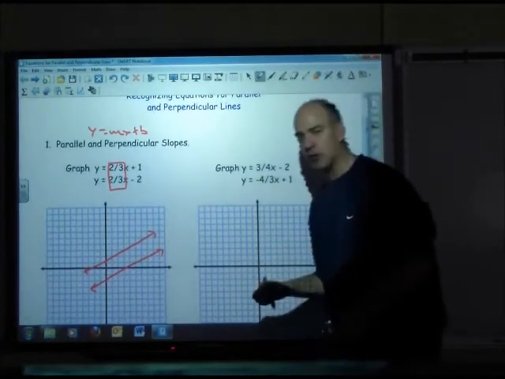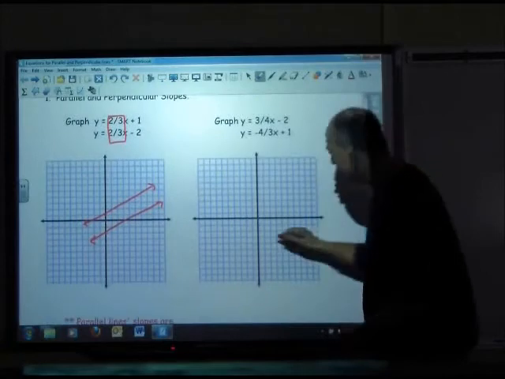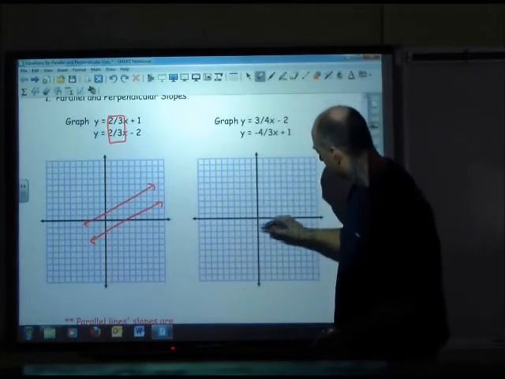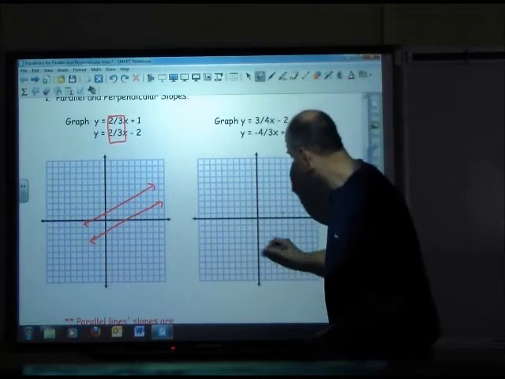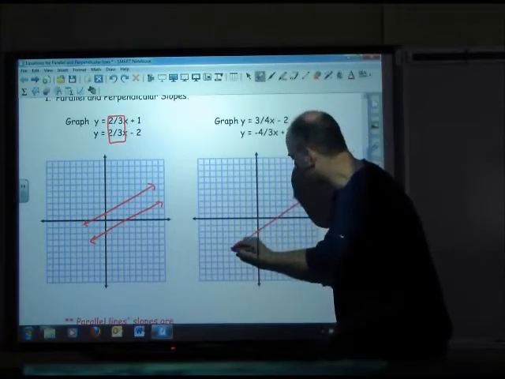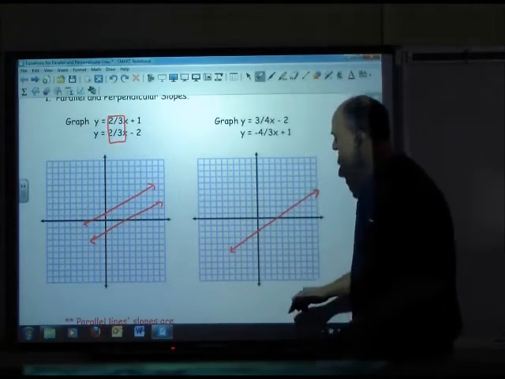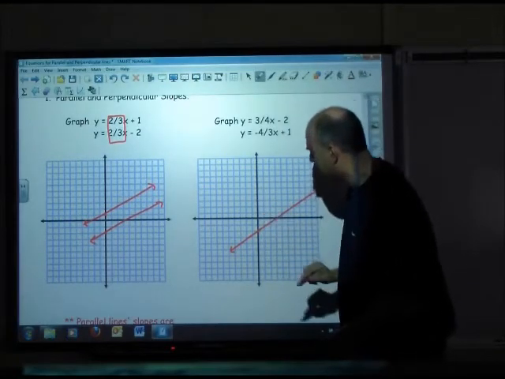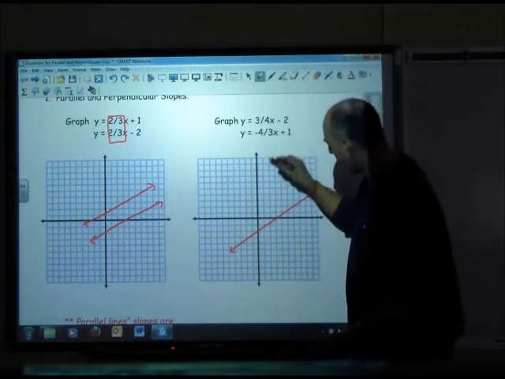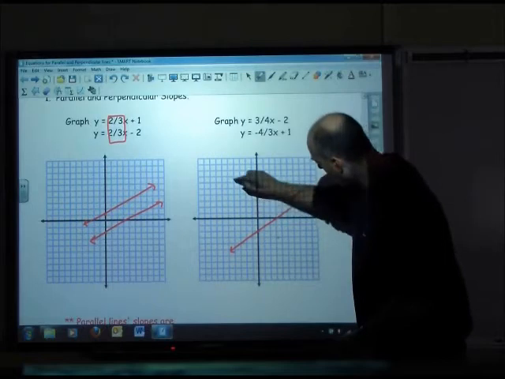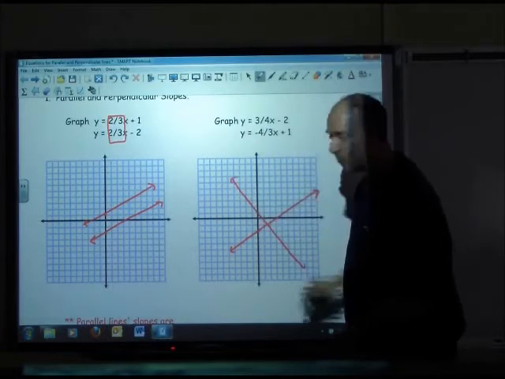So let's graph the first one. The y-intercept's at -2. This slope is positive 3/4, so rise 3, run 4. And that looks like that would be the line for the top equation. Second one, -4/3 x positive 1. The y-intercept's at positive 1. This one's going down 4 over 3. And I get intersecting lines like I promised.